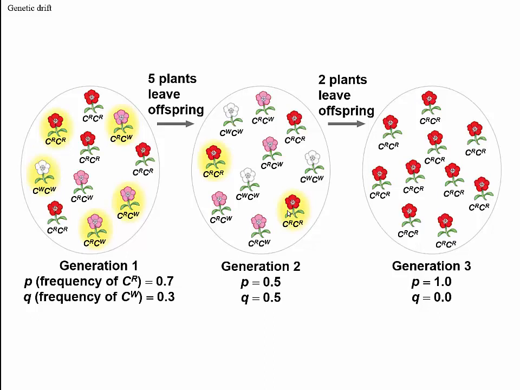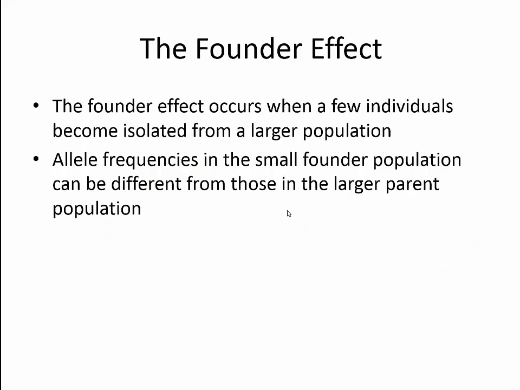And so here in genetic drift, we have actually eliminated something that was maybe desirable. Maybe not, but we certainly have eliminated some variety. There is another effect that occurs in populations, and that's called the founder effect. The founder effect occurs when a few individuals become isolated from a larger population. And that's why they're called founders. The allele frequencies in the small founder population can be different from those in the larger parent population. So they just go and cut off and go live, like, say, on an island or something like that.